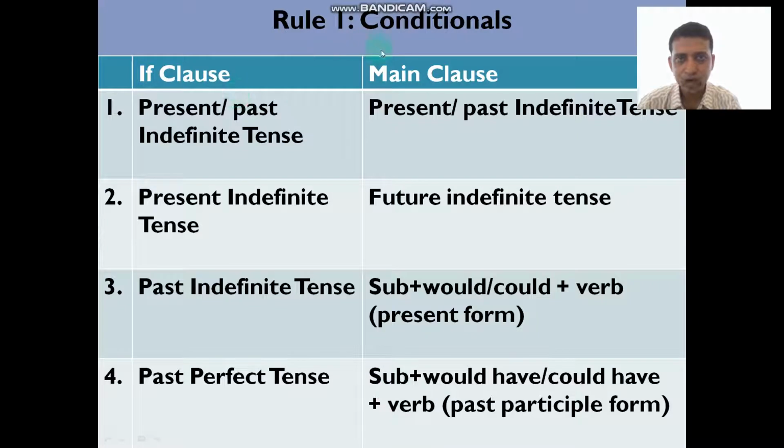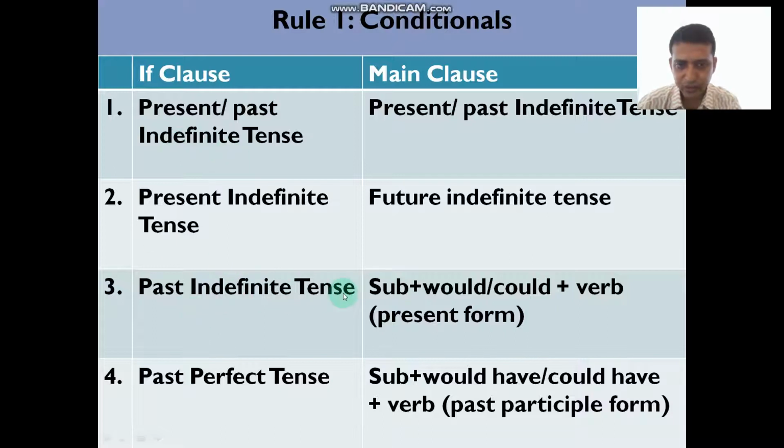Students, here this is the conditional sentence. Conditional sentence can be divided into two major parts. First part, if clause, and second part, main clause. If the if clause is in present indefinite tense or past indefinite tense, the main clause will be present or past indefinite tense. Secondly, present indefinite tense, future indefinite tense. If the if clause is present indefinite tense, the second one might be future indefinite tense also.